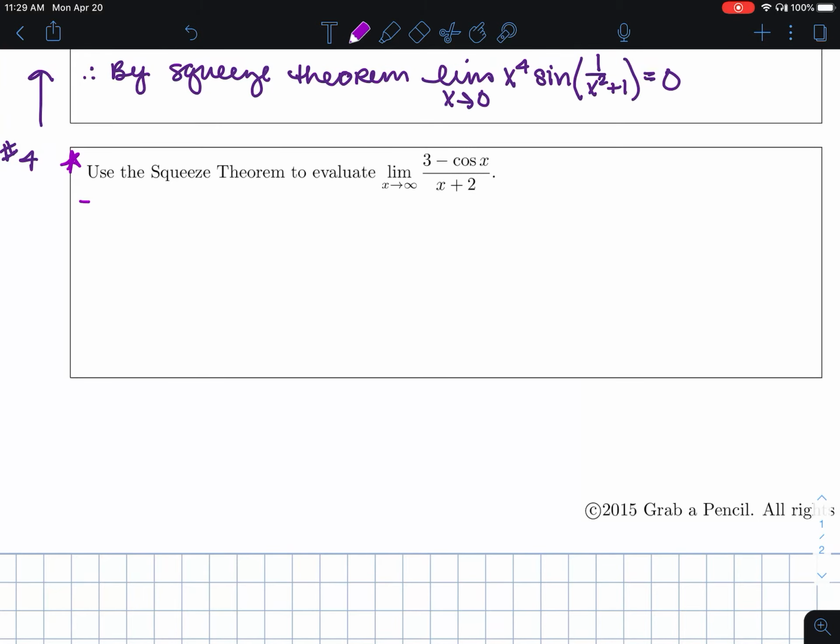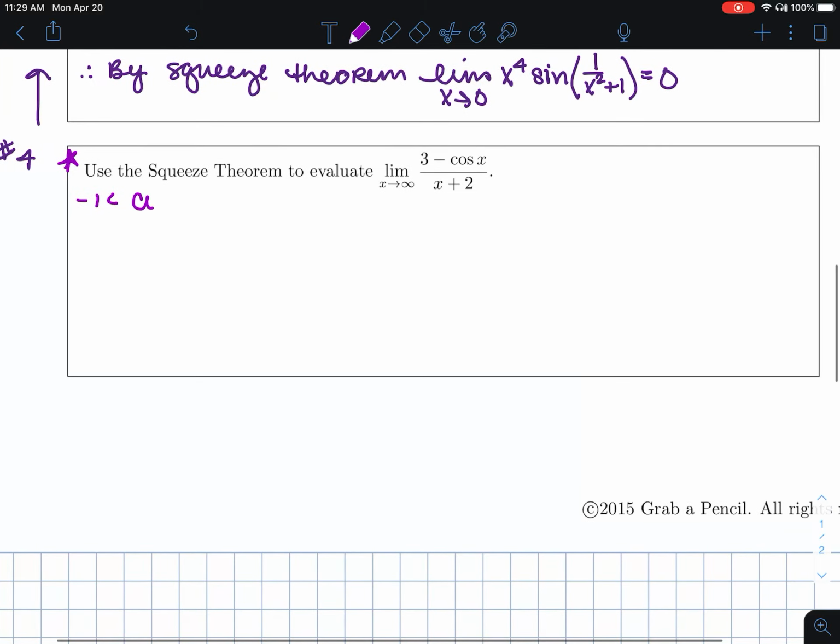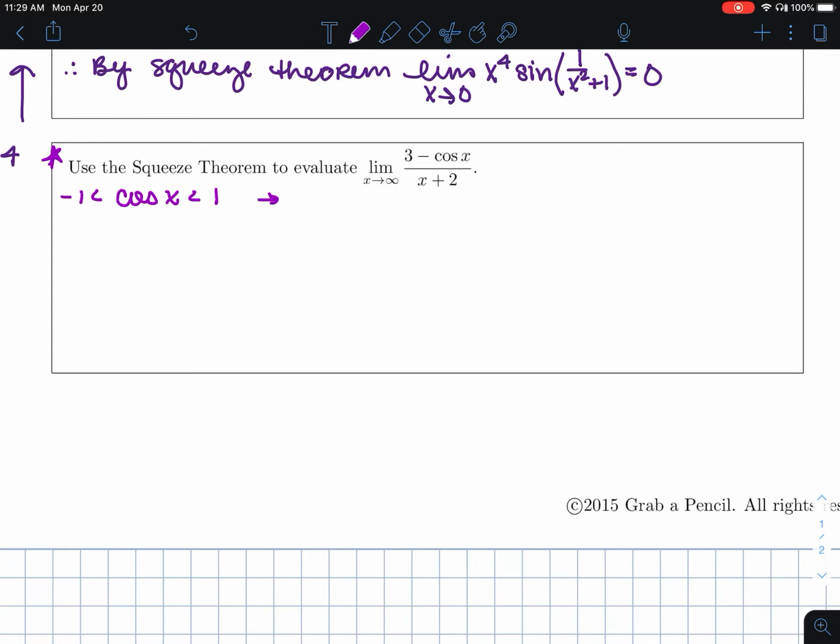So while we know that cosine is locked between 1 and -1, once it becomes negative, we have to switch those bounds and add 3 to each term. So we have 4 is greater than or equal to 3 minus cosine of x, which is greater than or equal to 2. Or if you want to write it the opposite way, it depends on how you prefer these things. Either one of those would be acceptable.